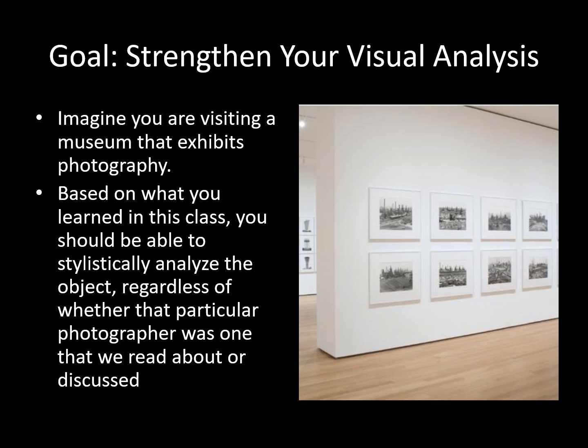So when you're doing this paper, I want you to imagine that you're visiting a museum and going into a photography exhibit. Based on what you've learned in this class, you should really be able to stylistically analyze any photograph, regardless of whether that particular photograph was one that we read about or discussed in class. And so in choosing an object here, imagine that if you walked into a gallery, which of these 6 options would you want to go and stand in front of and spend a lot of time with?